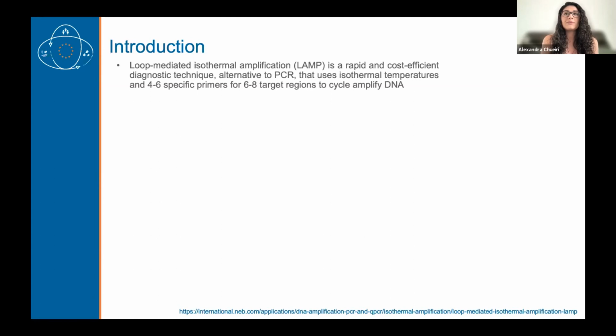So whereas PCR uses thermocycling, LAMP uses isothermal temperatures and uses 4 to 6 specific primers for 6 to 8 target regions to amplify DNA. Now, similar to PCR, normal LAMP reactions would also require fluorescence. So you would use a dye such as SYBR Green in normal LAMP reactions.